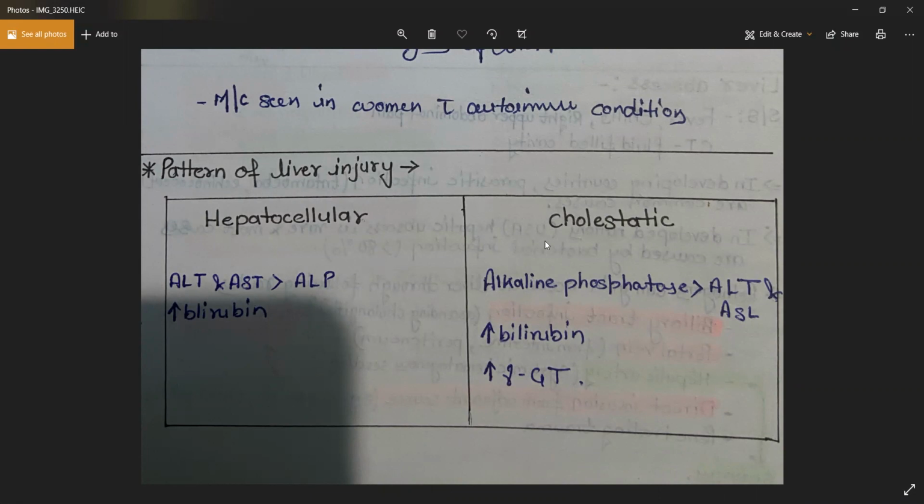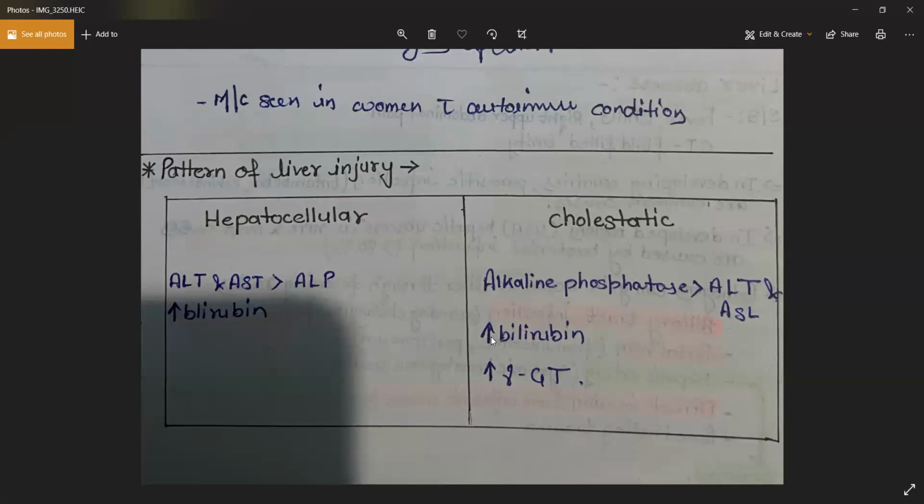In case of a cholestatic pattern of liver injury, you will have alkaline phosphatase levels more than ALT and AST. So whenever you encounter a patient with an ALP level more than ALT and AST, that means it's a cholestatic pattern. That means the bile duct or bile tract is being damaged, not the liver directly. Plus, you can also have a high GGT count, and you can have high bilirubin levels. Is that okay? The two types of liver injuries, hepatocellular and cholestatic.